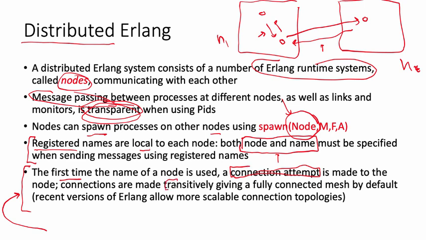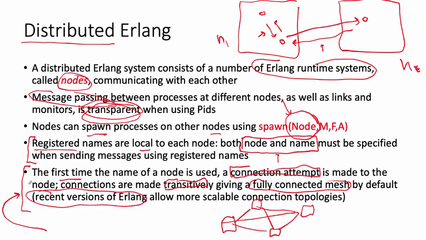Connections are made transitively. Typically, if you have a bunch of nodes together in an Erlang system, this is a fully connected mesh. So all nodes are connected together. If you have n nodes, this will give n squared connections. So this is not scalable, but this is the default for Erlang for running on clusters. Recent versions of Erlang that run more on the internet allow more scalable setups, but the default is a transitive, fully connected mesh.